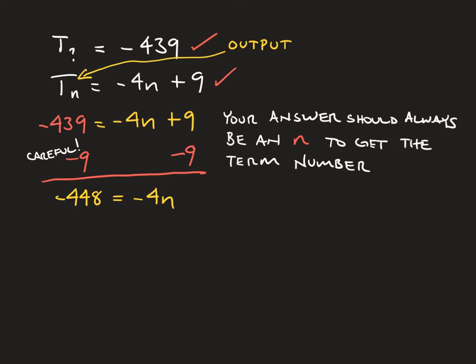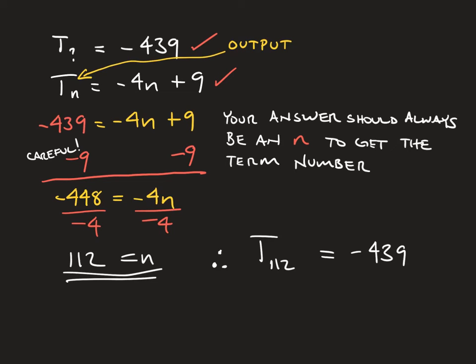If we think back to what we remember about equations, in order to get n by itself, we have to divide by minus 4. And remember, whatever we do on one side, we have to do on the other side of the equation. Finishing everything off and solving, we're going to discover that the 112th number in this pattern is going to be equal to negative 439. The best answer that you could write as a solution to this problem, in mathematical notation, would be term 112 or T112.